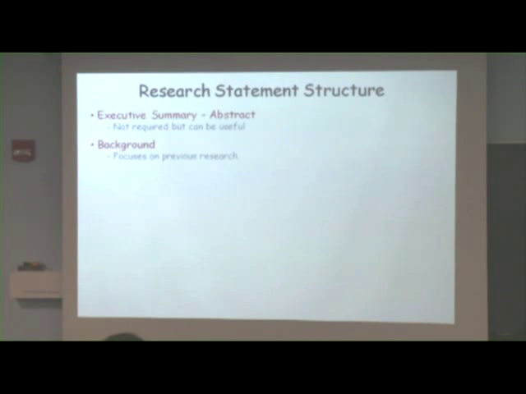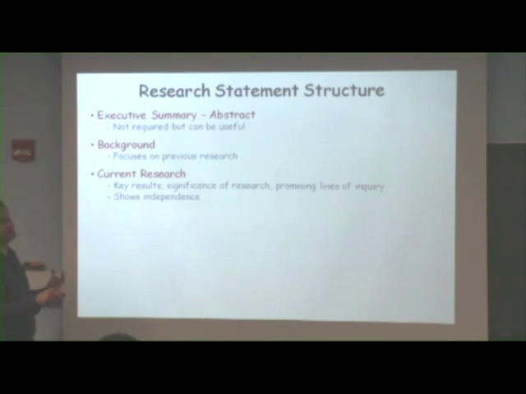The background, right? Now the background focuses on previous research, okay? So again, if you're a postdoc, you can talk about that. If you are an assistant professor applying to another university, then you can talk about the stuff that you did as an assistant professor. Okay, the current research, and this can include some of the key results, obviously, you're not going to show everything, the significance of your research, and some of the promising lines of inquiry. So where do you want to go, right? Where is this research leading you to, right? And more importantly, it has to show independence. Independence from who? Your PI, right? It has to show independence from your PI.